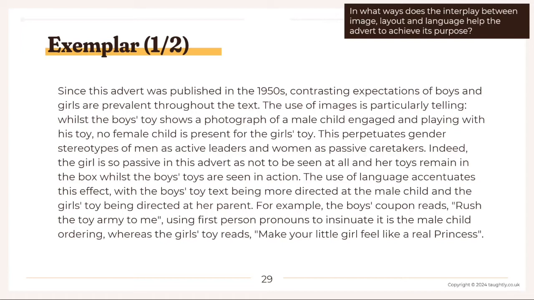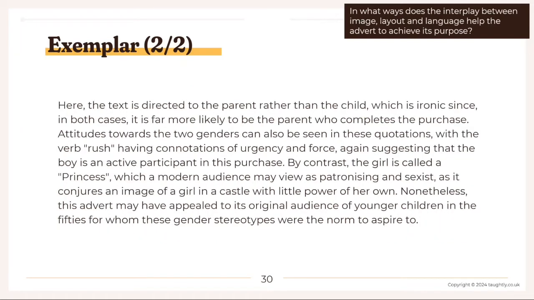Part 2, this is all one paragraph, but I just couldn't fit it all on one slide. So part 2. Here, the text is directed to the parent rather than the child, which is ironic since in both cases it is far more likely to be the parent who completes the purchase.